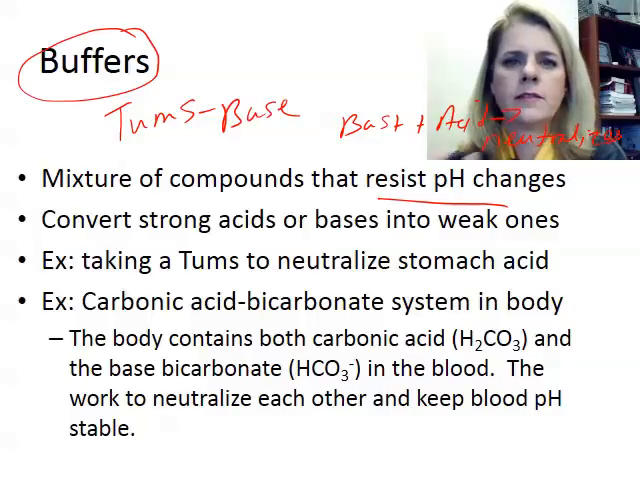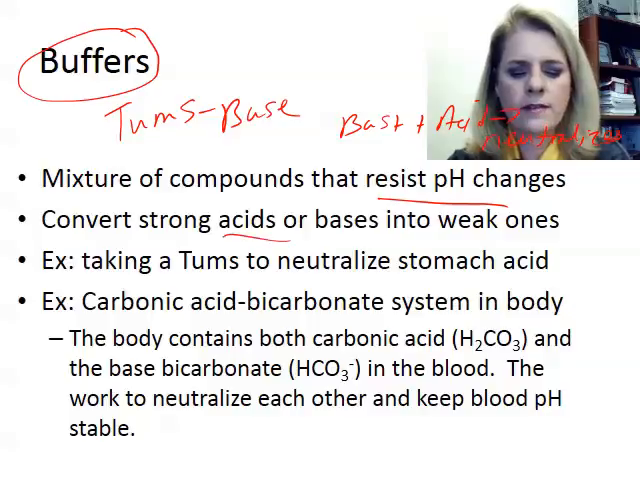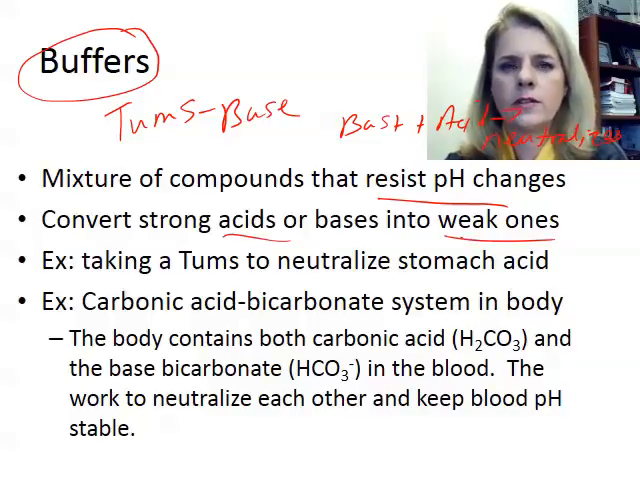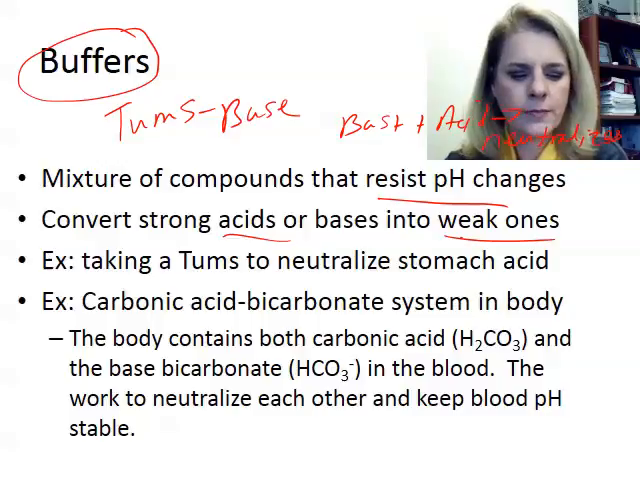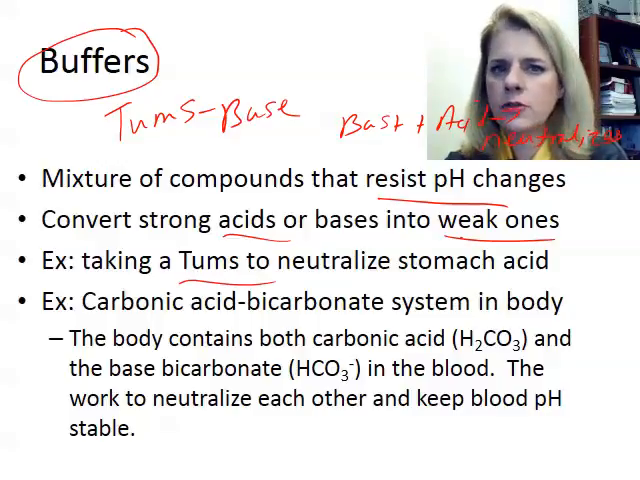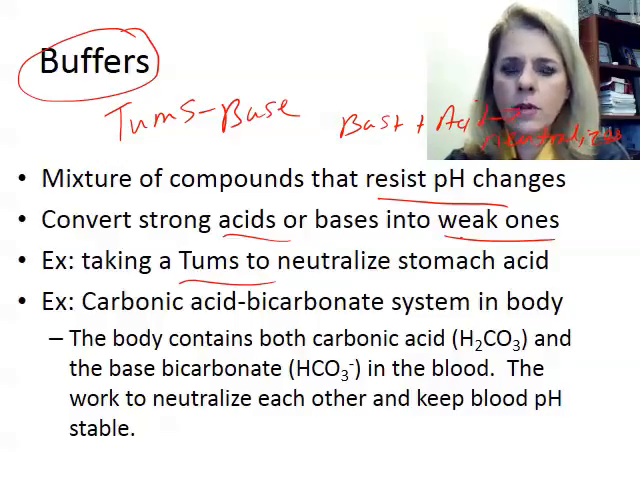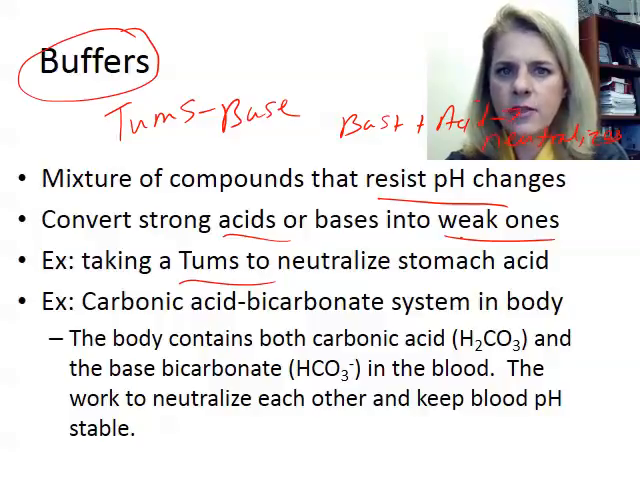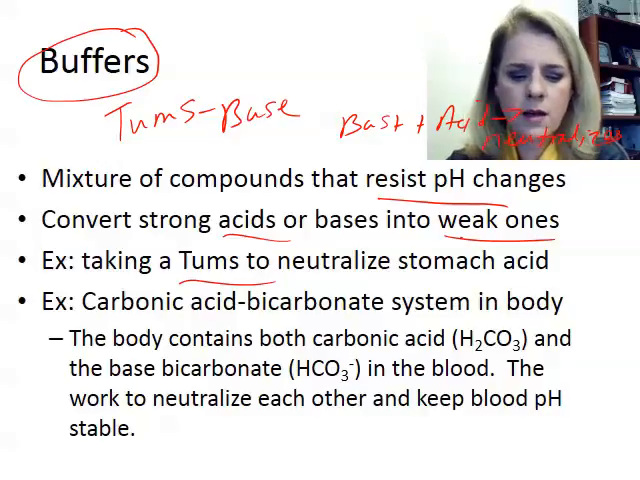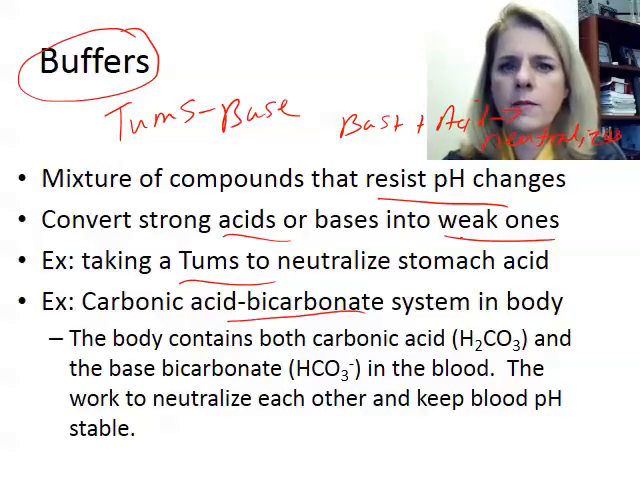So you take a base to neutralize the acid. The way it does that is it converts a strong acid or base into a weak one, and the weak ones aren't as caustic, they don't hurt as bad. So again, you could take a Tums to neutralize the acid in your body. In our blood, we're always trying to maintain that 7.35 to 7.45, so we actually have a buffer in our blood that will keep those pHs from changing very drastically. If our respirations are fine and our metabolic systems are fine, with no problems with our kidneys or our lungs, then this carbonic acid bicarbonate system is all we need.